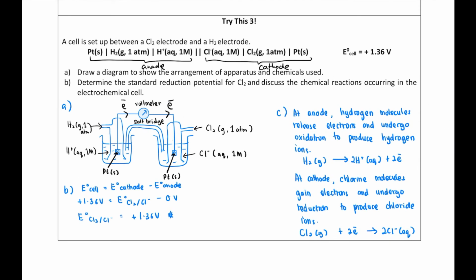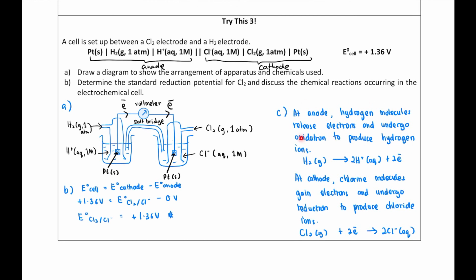Okay, and then next one, the question asks you to discuss the chemical reaction occurring in the electrochemical cell. Okay, for this one, you have to make sure you write equation dekat anode and cathode, and then kena explain that equation. Okay, so for example dekat sini saya dah tulis, at anode, the hydrogen molecule release electron. Okay, so anode, hydrogen tu release electron. Sebab apa release? Kita tahulah anode tu kan berlakunya oxidation. Oxidation ciri-ciri dia kan release electron. Okay, and undergo oxidation to produce hydrogen ion.